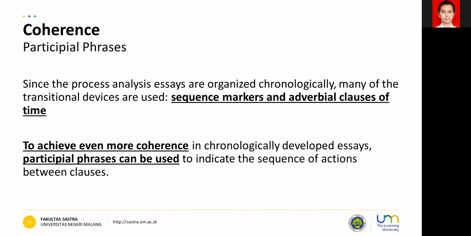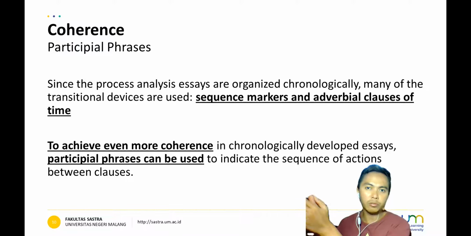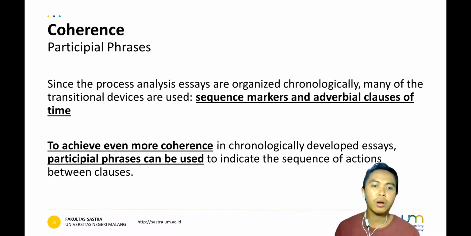The coherence is the participial phrases used in the process analysis essay. Since the process analysis essay is organized chronologically, many of the transitional devices used include sequence markers and adverbial clauses of time. Sequence means what is the cause and effect of something, and adverbial clauses of time show which actions happen in the beginning and follow next and next. To achieve even more coherence in a chronologically developed essay, participial phrases can be used to indicate the sequence of actions between clauses.